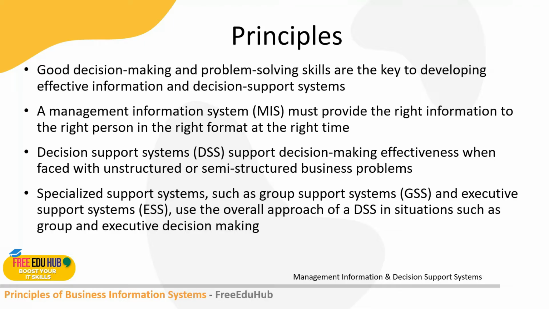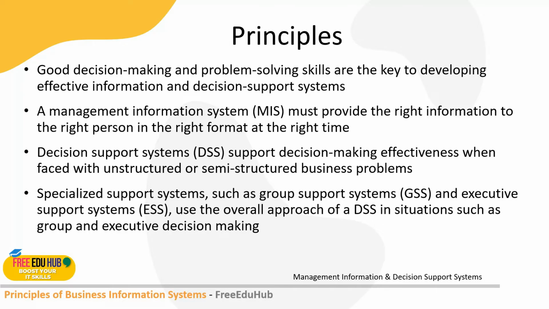Now, decision support systems help in decision making effectiveness when faced with unstructured or semi-structured business problems. So when we have the data in the format of numbers and figures, we rely on management information systems. But when we have unstructured or semi-structured data and we need to take certain decisions, we rely on decision support systems.